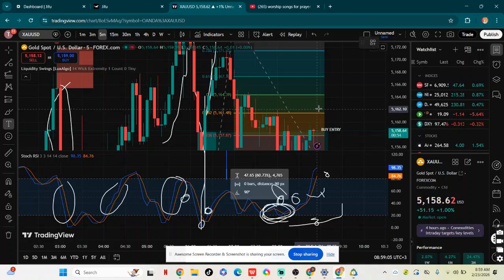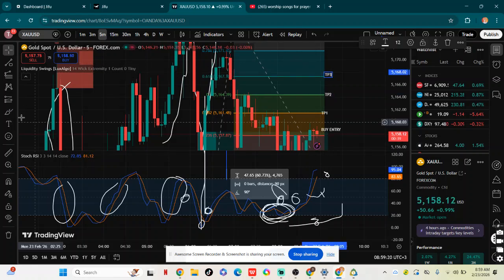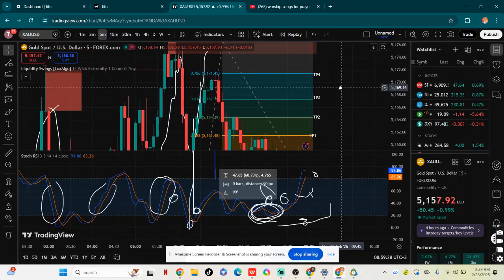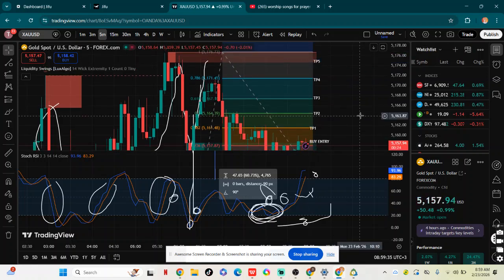this will be my TP1, TP2, TP3, TP4, and this is TP5. Just using all those levels. I've taught you all these.